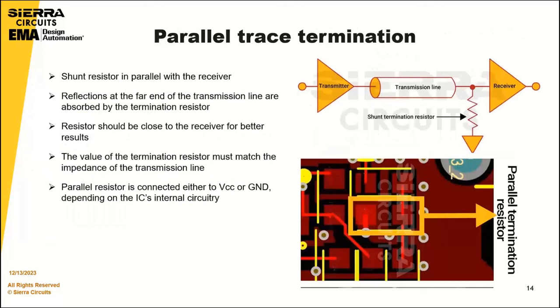Next, we have the parallel trace termination. Parallel trace termination involves placing a shunt resistor in parallel with the receiver. This matching resistor absorbs all reflections at the far end of the transmission line. The resistor should be close to the receiver for better results. The termination resistor's value must match the transmission line's impedance. The parallel resistor is connected either to VCC or ground, depending on the IC's internal circuitry.